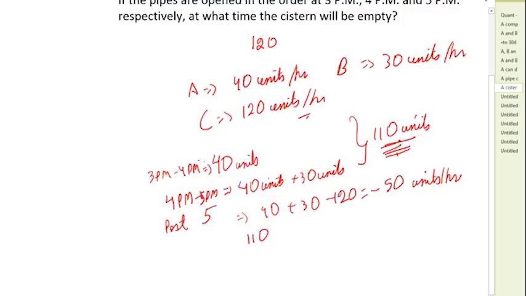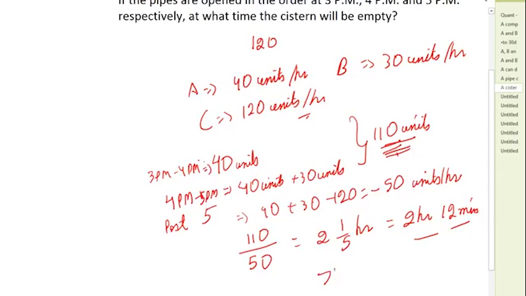It will take 110 by 50, right? Or 2 1 by 5 hours. Or 2 hours and 1 by 5 into 60, 12 minutes. So post 5, it will take 2 hours, 12 minutes to get empty, or 7 hours, 12 p.m. it will be empty.